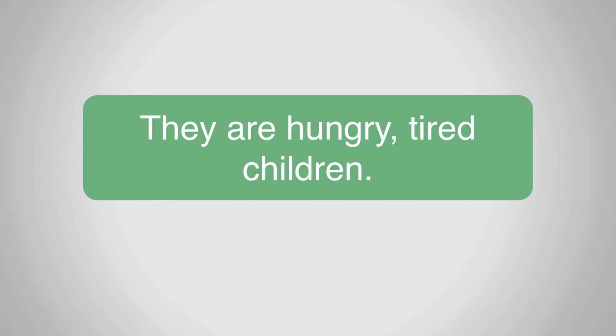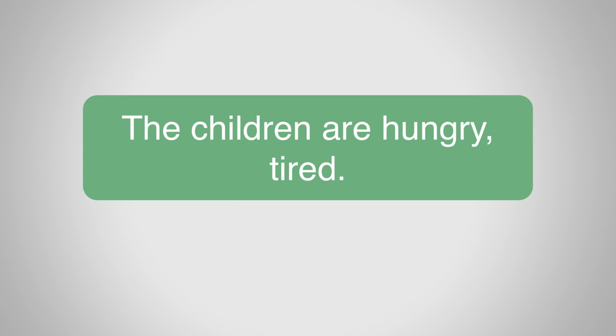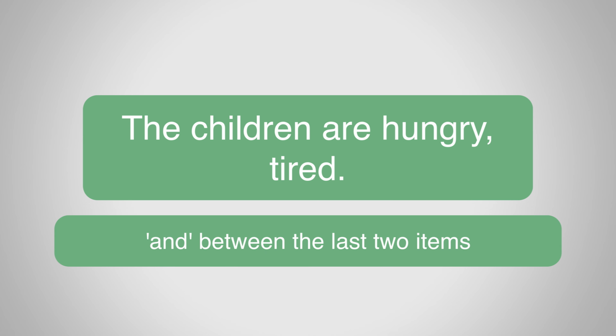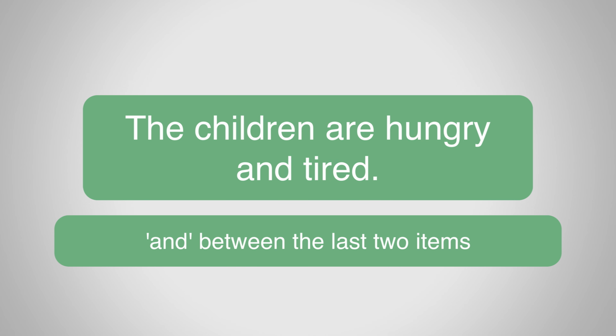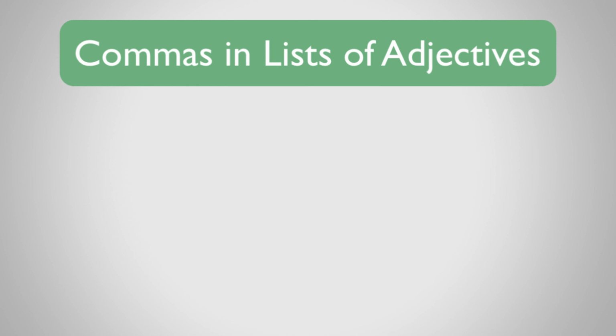So is this always true with adjectives, even when they come after the noun they're describing? Well, let's see. The children are hungry, tired. Well, this just doesn't sound right, so we'll use our normal rule for commas in lists, which is to use "and" between the last two items. The children are hungry and tired. Perfect.